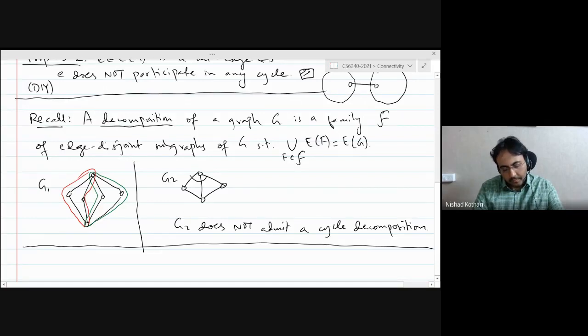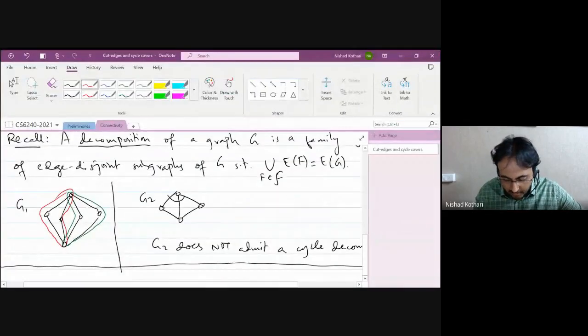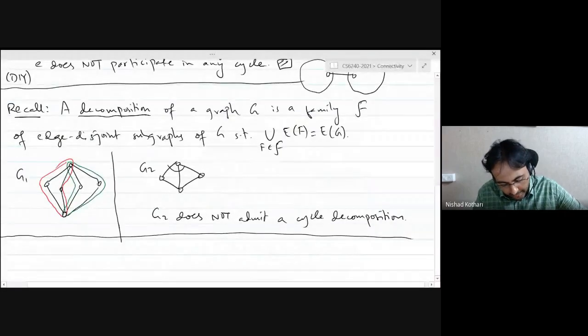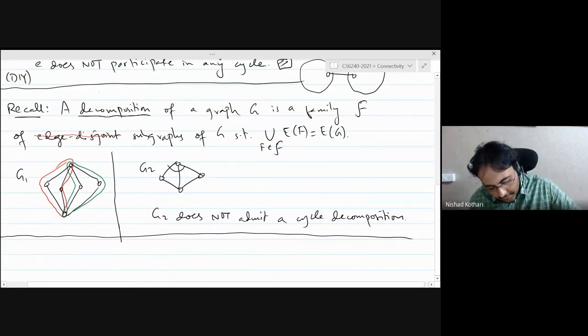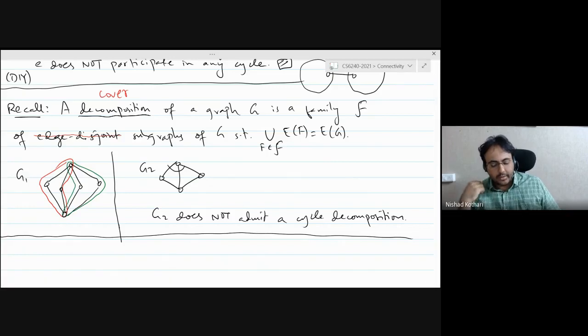Let's say instead of a decomposition, we ask for what is called a cover. So what's a cover? You still want subgraphs whose union is the entire edge set of the graph. But let us not insist on edge disjoint. So let me put down another definition and let me be lazy. I'm going to throw away edge disjoint. And this new definition is called cover. A cover of a graph is a family of subgraphs such that when you take the union of all the edge sets, you get the entire edge set of the graph.